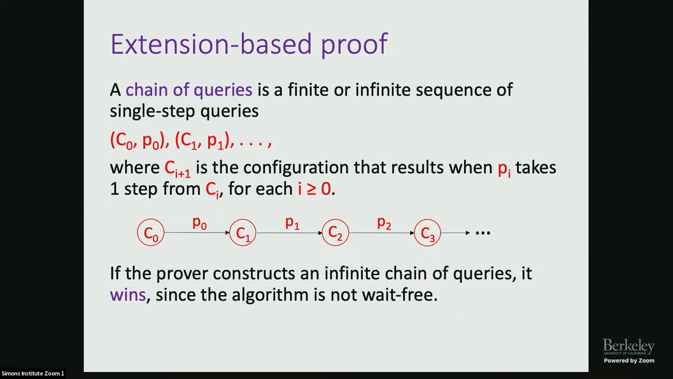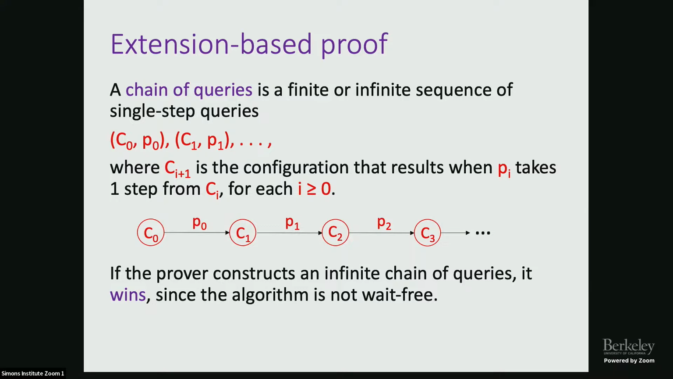A chain of queries is a consecutive sequence of single-step queries, where the resulting configuration of one query is the input configuration to the next query in the sequence. A second way the prover can win is if the algorithm allows the prover to continue a chain of queries indefinitely. This shows that the algorithm violates wait-freedom.